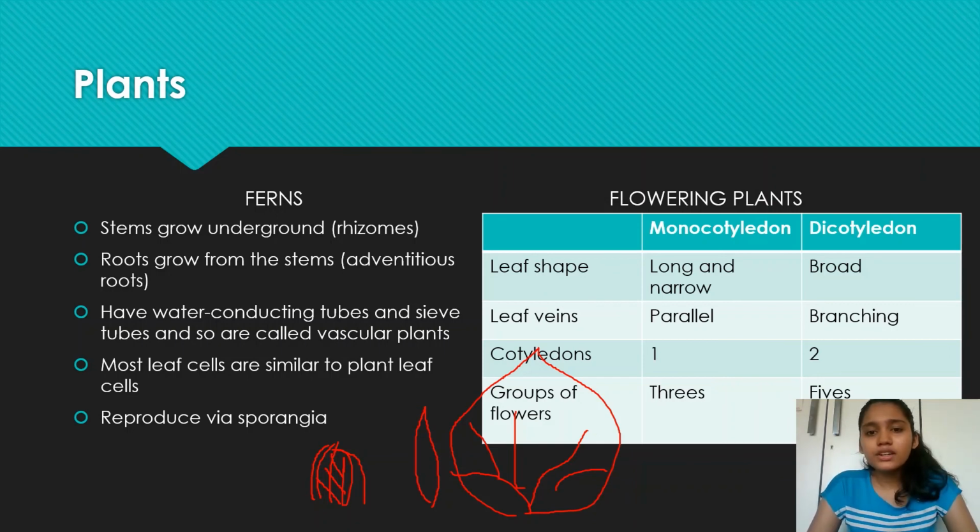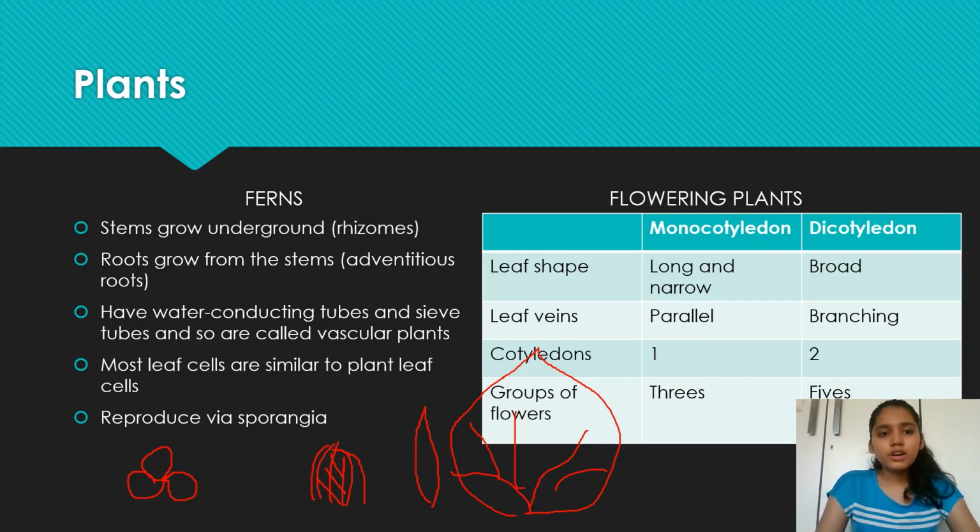Cotyledons, I will explain this in another video because I don't want to go on for too long. So you have 1 cotyledon in monocots and 2 cotyledons in dicots. Your groups of flowers are in 3s in monocots and 5s in dicots. So the flowers are basically like, if this is a flower, then it'll probably have 3 in a monocot. And the same thing for 5 in a dicot. You remember this and you're good to go.